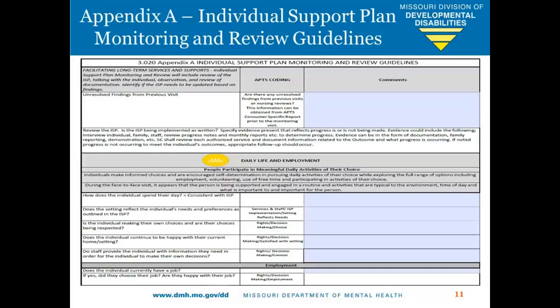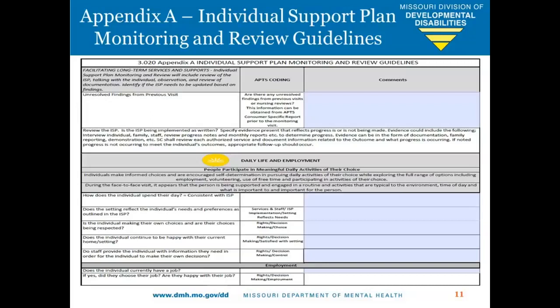The second section talks about Appendix A and Appendix B. Appendix A, Individual Support Plan Monitoring and Review Guidelines, includes the Missouri Quality Outcome Life Domain areas of daily life and employment, community living, social and spirituality, healthy living, safety and security, and citizenship and advocacy. This guideline includes exploratory questions which can be used to assist the support coordinator in monitoring these areas based on the assessed needs as identified in the individual's ISP.